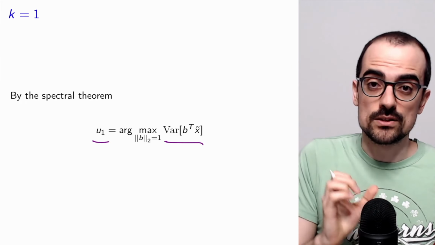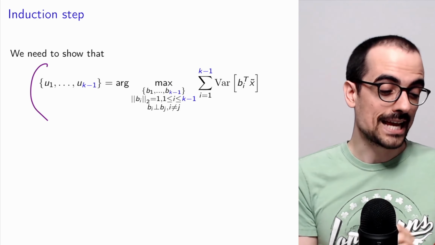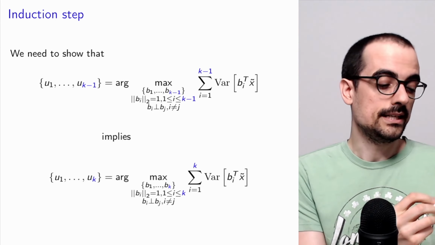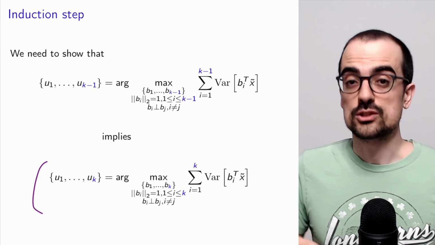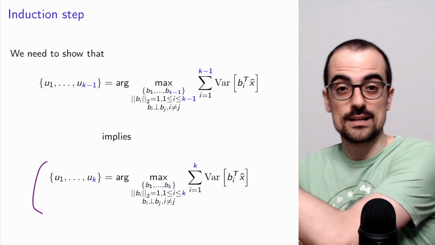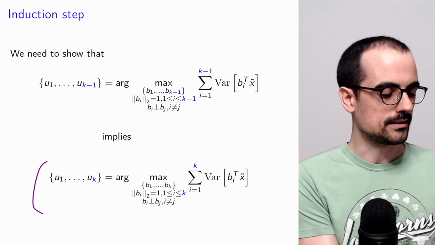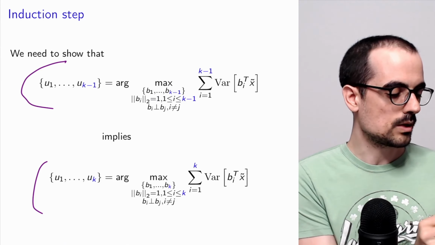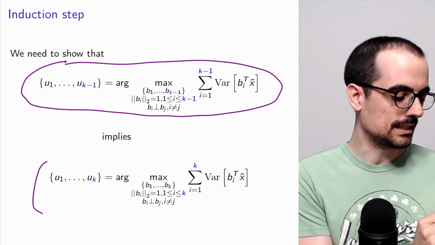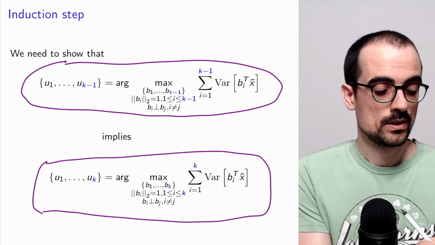Now, once we have the basis of induction, what we're going to show is that if this is true for k minus 1, then it is true for k. And that's going to complete the proof, because it's true for 1, so then it's true for 2, 3, 4, and so on. But we still have to do this. We're going to assume that it's true for k minus 1, and now we have to show that this directly implies that it's true for k.